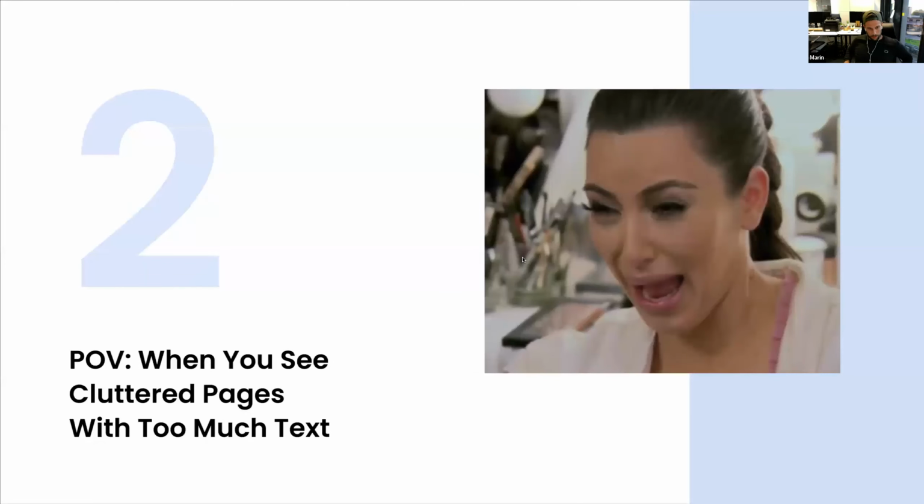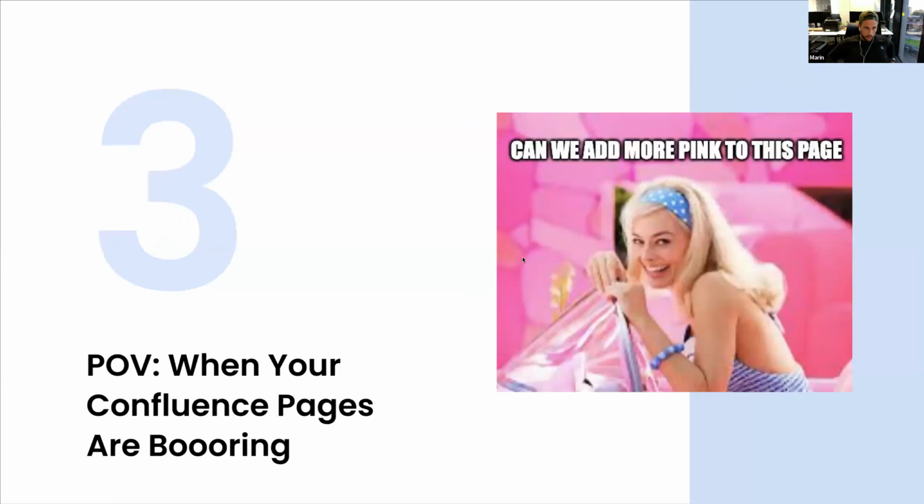The second one is cluttered pages with too much text. You all know that when you receive an email with a lot of text, you usually don't read it. The same situation is with Confluence. If you have a Confluence page with a lot of text, you usually check how much time you need to read it all, and probably skip half of the content. And the third one is boring pages without colors, without visually appealing elements. Another meme here on the right.